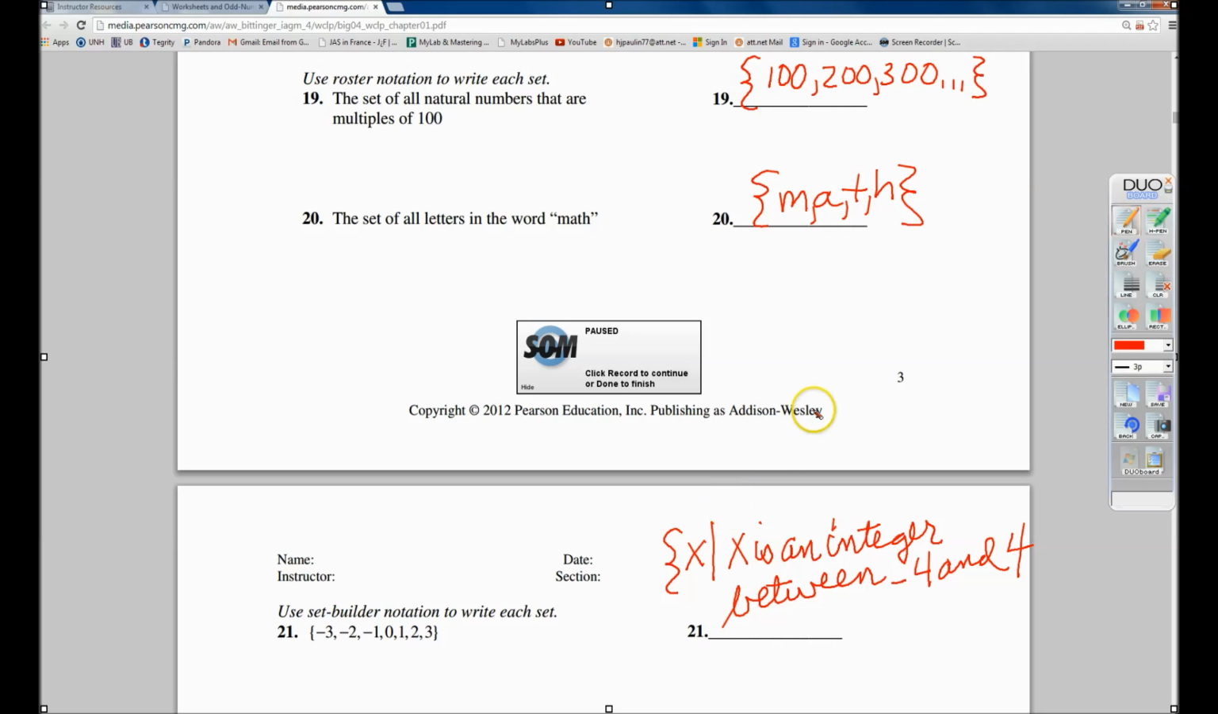And now using set builder notation, we jump down to this one. We're saying that x is such that x is an integer between -4 and 4. And then we just put our brace there, and that will wind that one up.